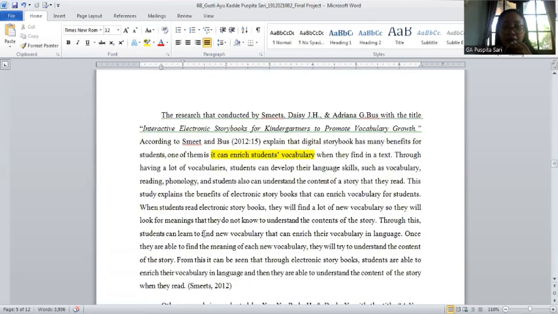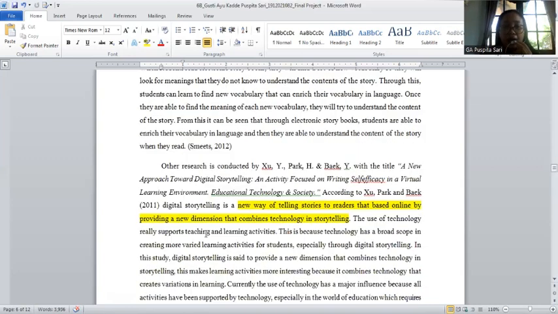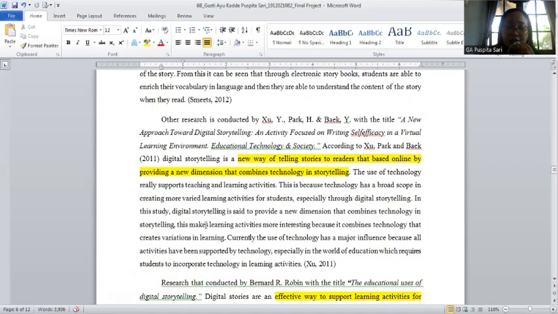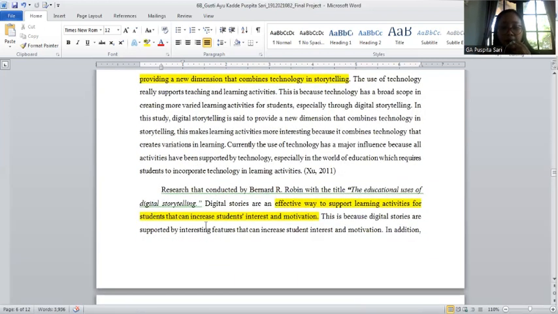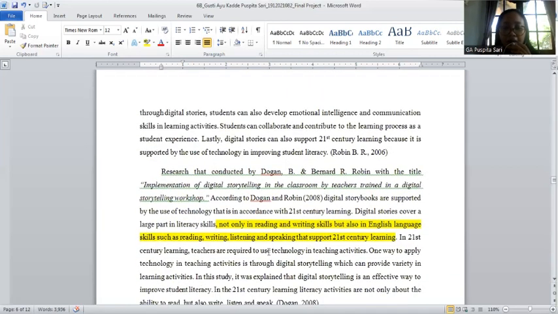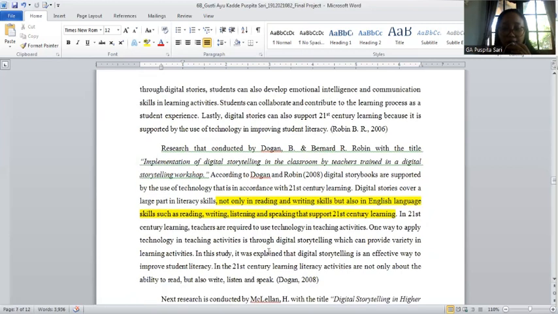The next is from Smets et al., who found it can enrich students' vocabulary. The next is from Shu, Pack, and Baek: digital storytelling is a new way of telling stories to readers online, providing a new dimension that combines technology in storytelling. The next is from Bernard Robin, who explained that digital storytelling is an effective way to support learning activities for students that can increase students' interest and motivation.